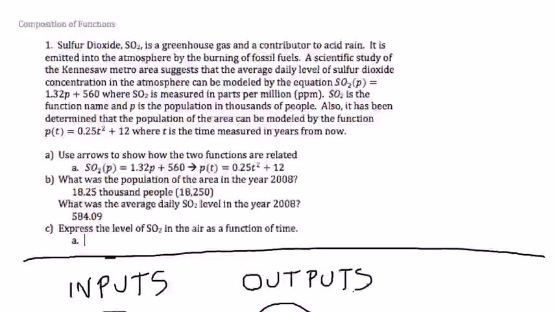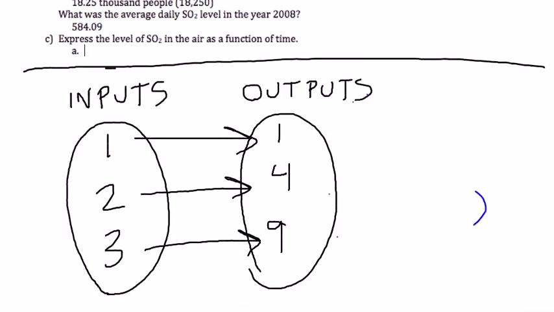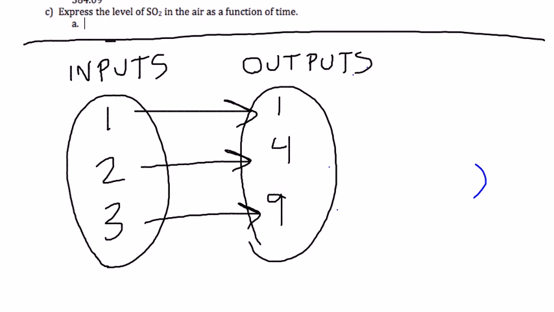Okay, that's a long question. Looking at A, it says use arrows to show how the two functions are related. I'm not exactly sure what your teacher is asking you to do, but that caught my attention because generally when you look at functions, you draw an arrow from the inputs to the outputs.